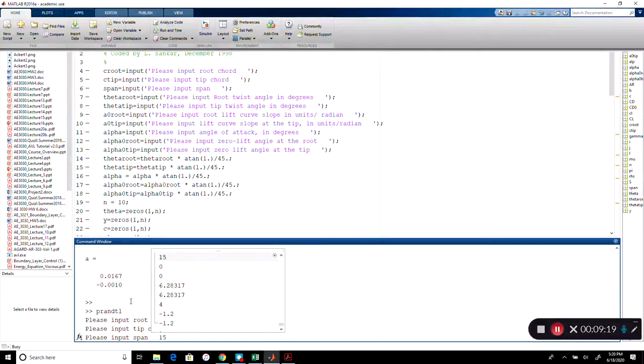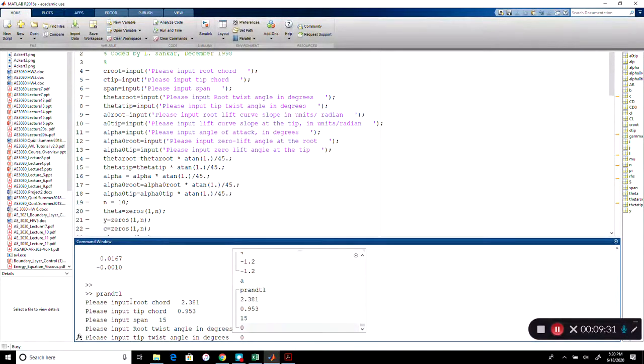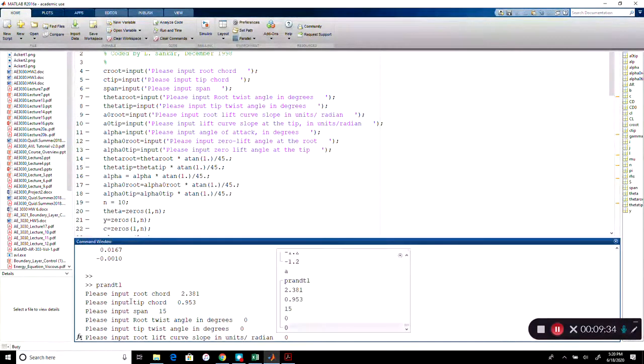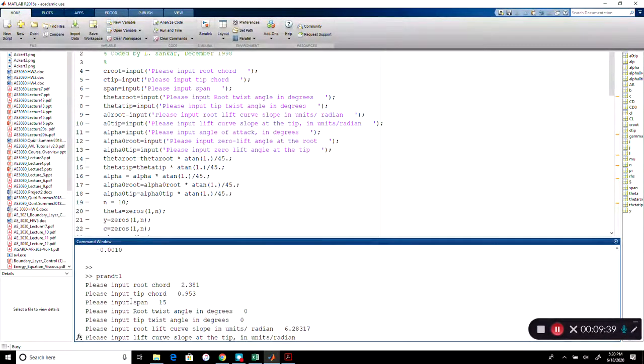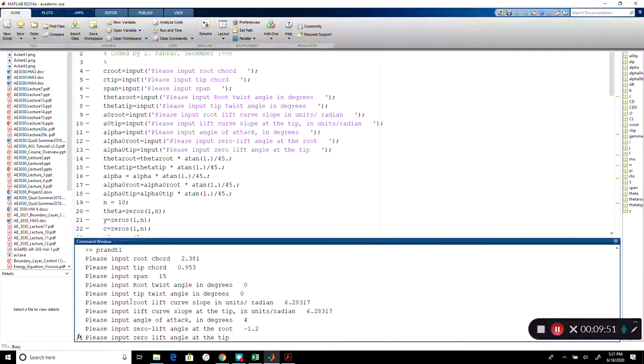What was the number I put in? 15 feet. Compute the twist angle. Root twist angle is 0. Tip twist angle is also 0. Lift curve slope is 6.28 something. So that's the lift curve slope, both at the root and the tip, it's 2 pi. The angle of attack is 4 degrees. Angle of zero lift is minus 1.2 degrees. Minus 1.2 degrees.